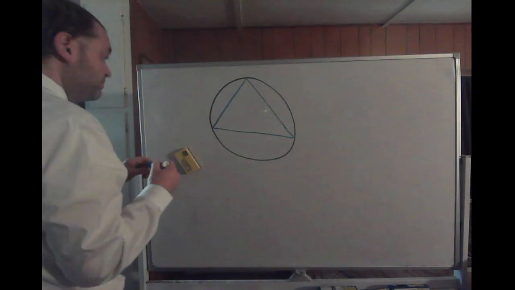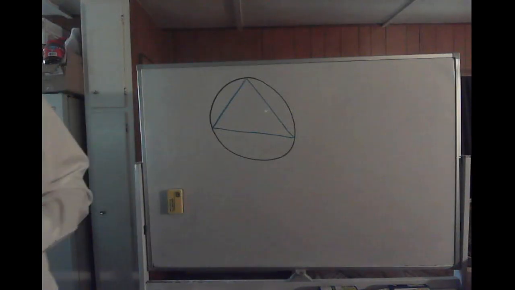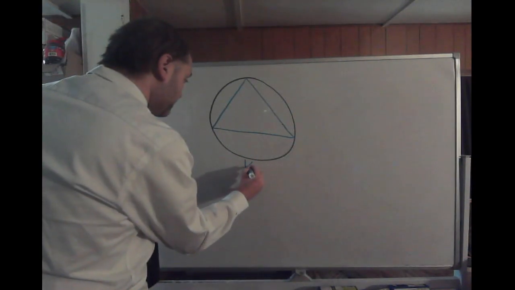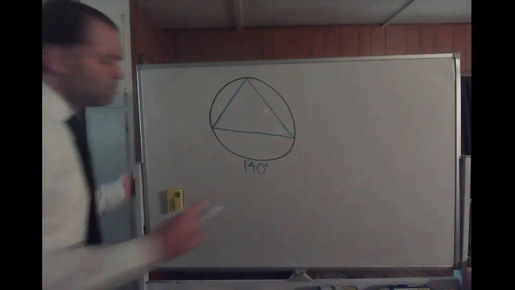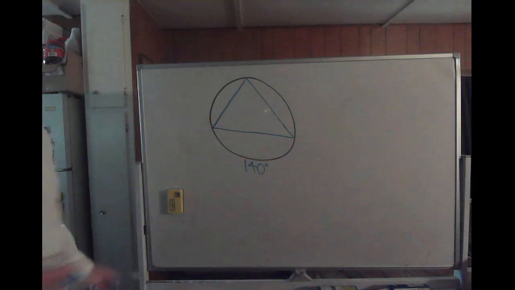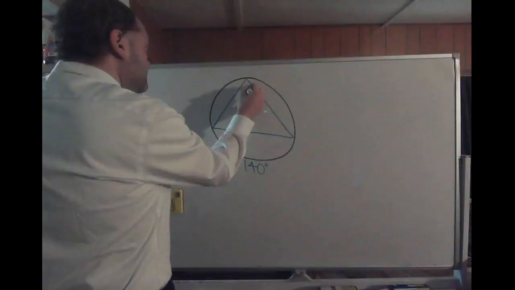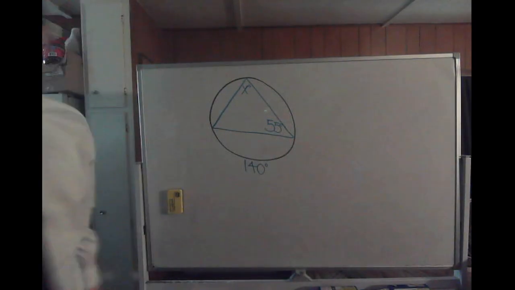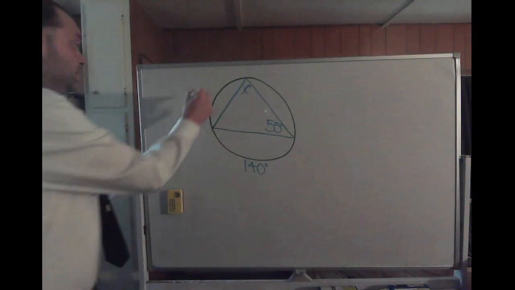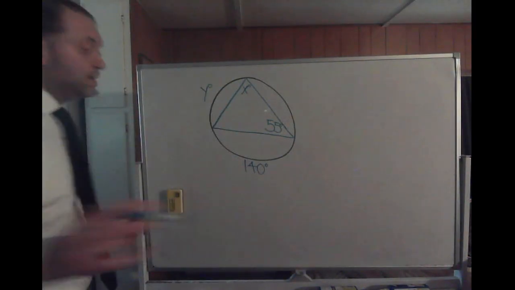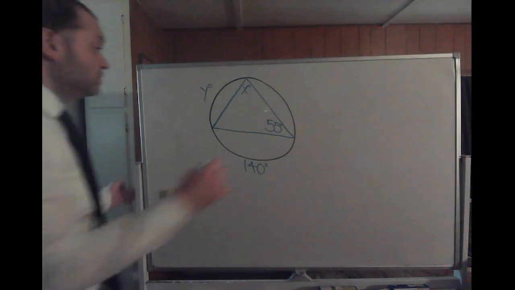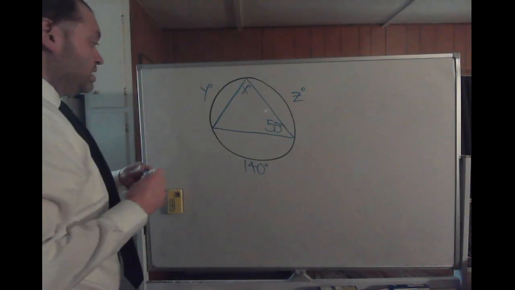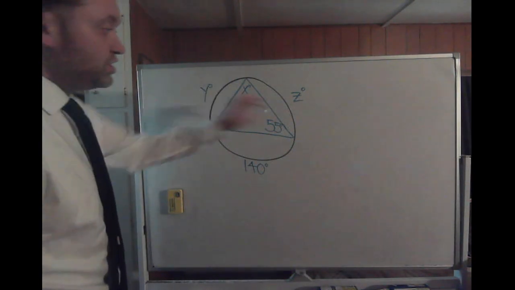There we go. Another inscribed triangle. This one's 140 degrees. This arc here, this is X. This is 55 degrees. What do we got next? This here is Y degrees. And then we just got to find this one, which is Z degrees. Okay, so we need to solve for a missing angle and then two missing arcs.